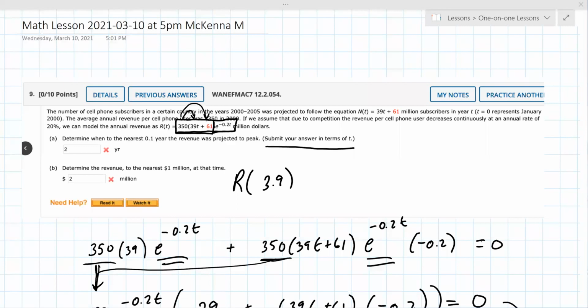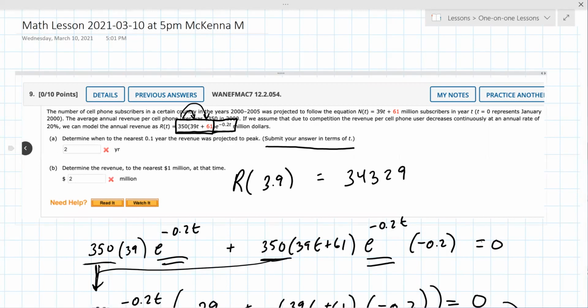So let me do that as well. So t equals that, and then the revenue is 350 times 39 times t plus 61 times exponential minus 0.2 times t. Okay, so the revenue is 34329. It says round to the nearest 1 million. That means go to the nearest whole number. Okay, 34329.